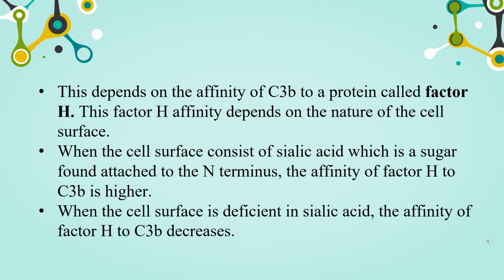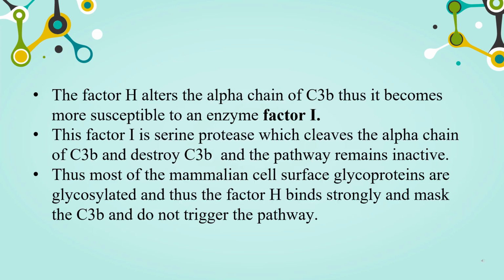This depends on the affinity of C3b to a protein called factor H. This factor H affinity depends on the nature of the cell surface. When the cell surface consists of sialic acid, which is the sugar found attached to the N-terminus, the affinity of factor H to C3b is higher. When the cell surface is deficient in sialic acid, the affinity of factor H to C3b decreases. Factor H alters the alpha chain of C3b, so it becomes more susceptible to an enzyme, factor I. This factor I is a serine protease which cleaves the alpha chain of C3b and destroys C3b, and the pathway remains inactive. Thus, most of the mammalian cell surface glycoproteins are glycosylated, and so factor H binds strongly and masks the C3b and does not trigger the pathway.